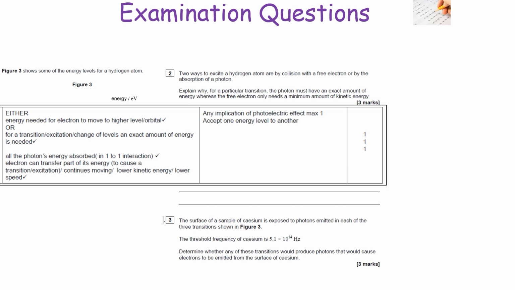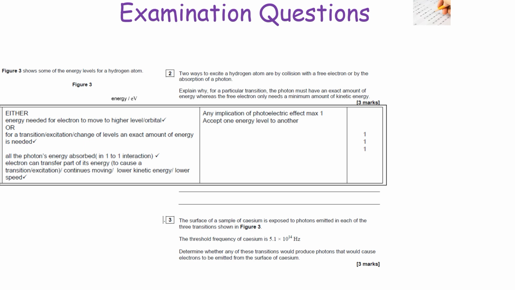So you've got to know that for photon absorption to cause excitation, it's got to be the exact energy level difference, whilst if you've got an electron, as long as it has that amount of energy, and there could be some in surplus, it can cause that excitation, because it'll continue to move with the lower amount of kinetic energy if it's given some away for excitation.